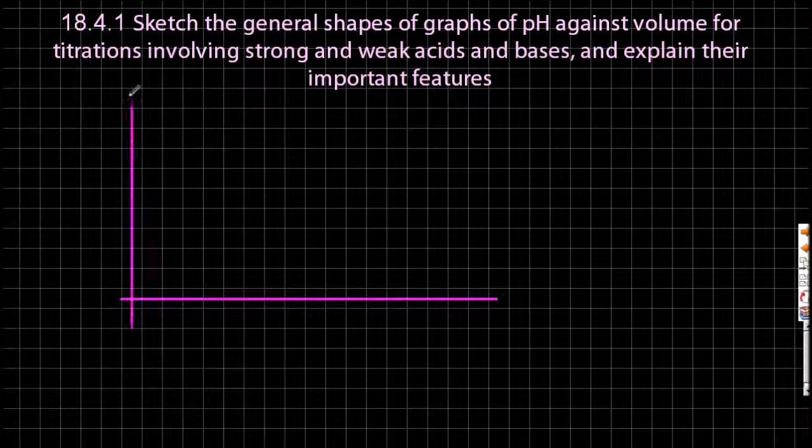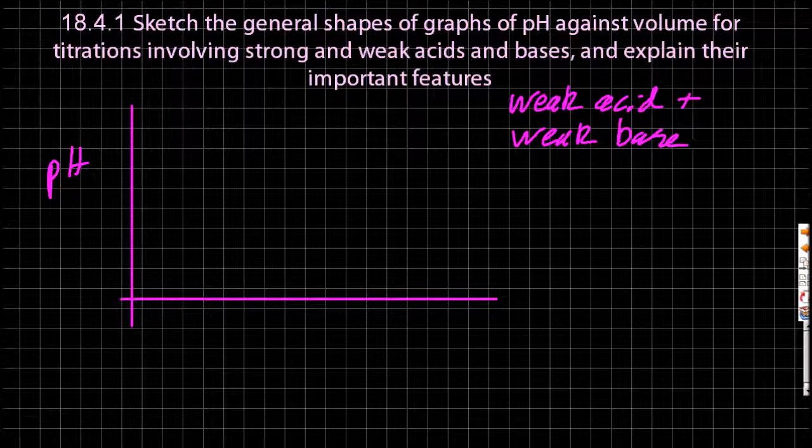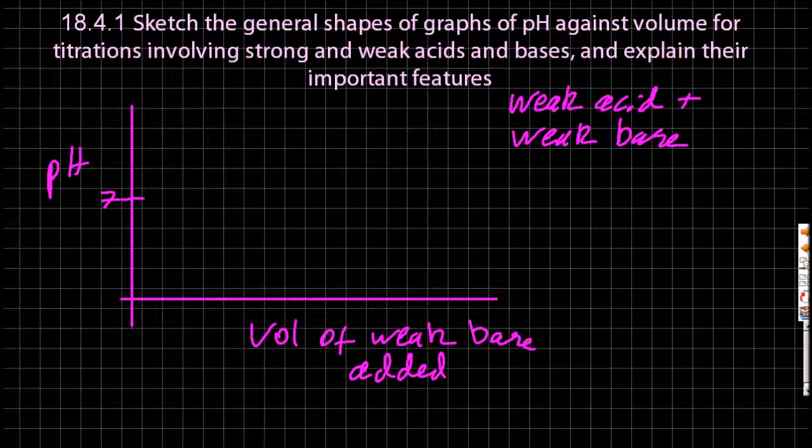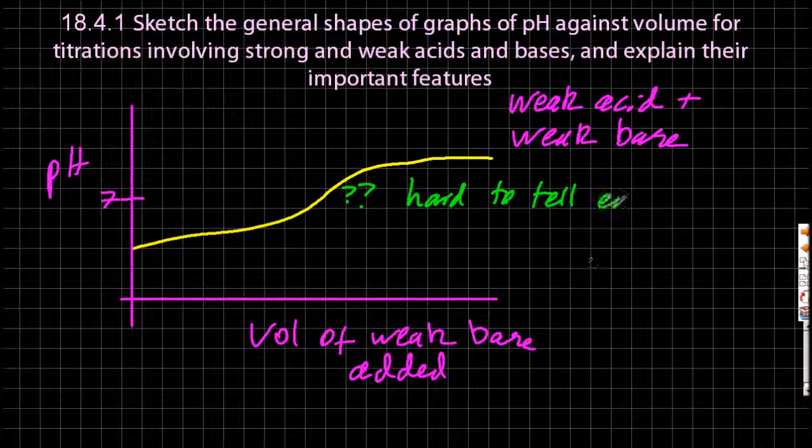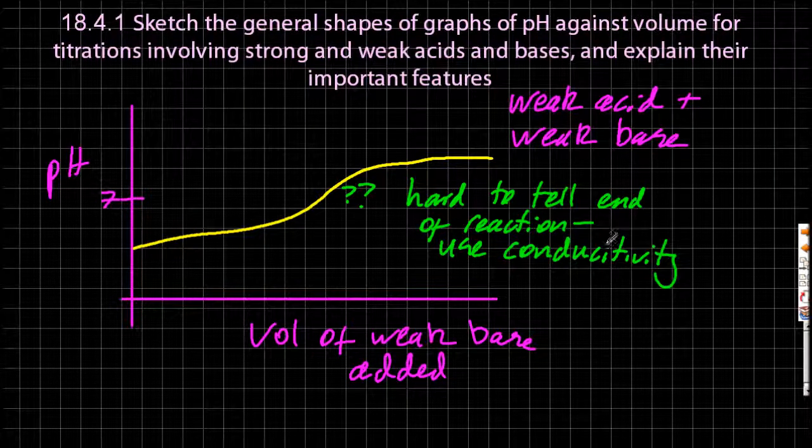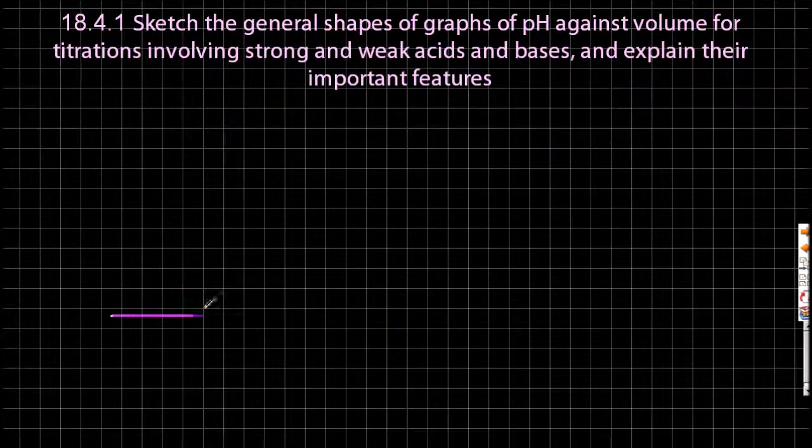Another graph. So this one here is weak acid and weak base. So it's just kind of a squidgy line around the 7. It's really hard to tell where the point of inflection is there. And it's hard to know if your reaction's finished at this point of inflection because you can't find it. So you've got to use conductivity measurements in order to work it out. The conductivity is the highest at the point of inflection.